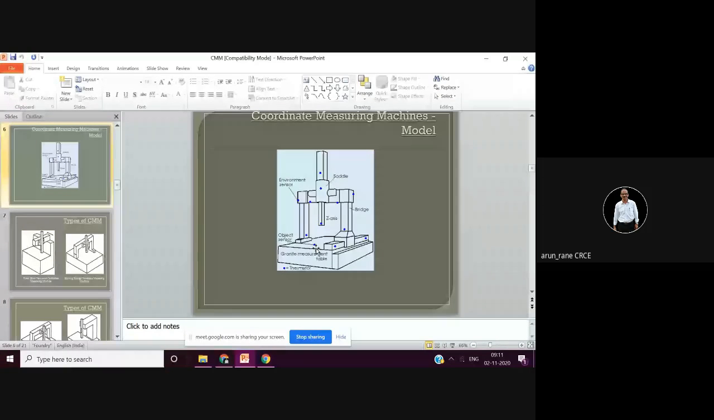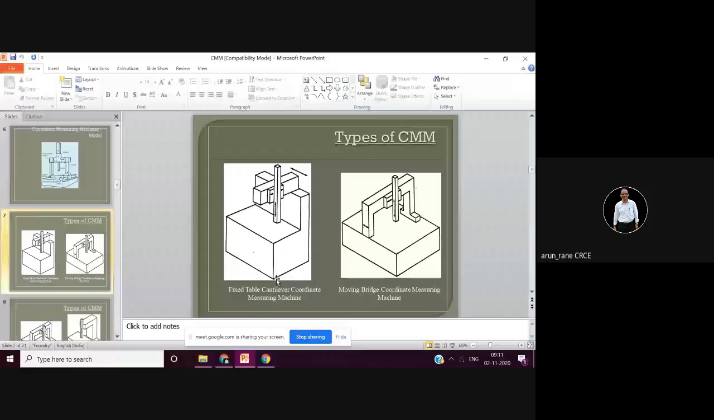Another is fixed table cantilever coordinate measuring machine. That is, the table is fixed here, and this head is moving in this direction, that is called the X. Then the probe moves up and down. In most of the CMM, the probe is moving up and down, that is your head. And this is your Y coordinate.